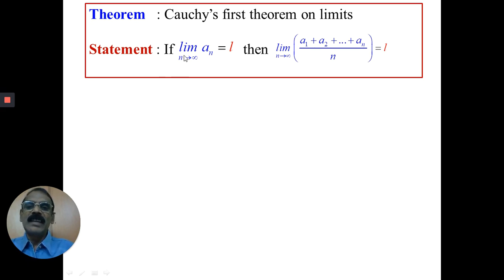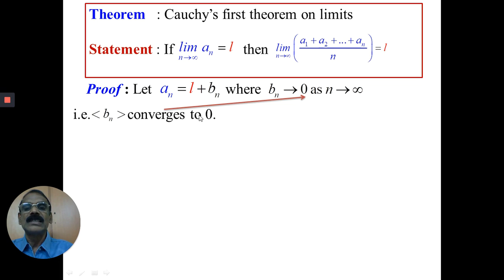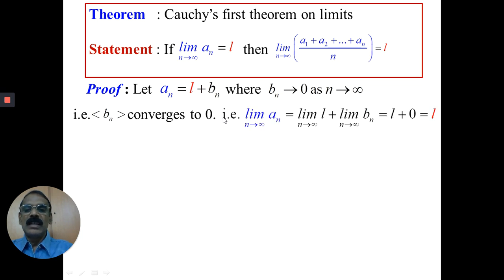Now, the statement says the limit of a_n as n tends to infinity is L. That is, the sequence a_n converges to L. Then we have to prove that limit of (a1 plus a2 plus and so on a_n) by n as n tends to infinity is L. First, we assume that a_n is equal to L plus b_n, where b_n tends to 0 as n tends to infinity. That is, b_n converges to 0. Just now we learned the definition of converges to 0, that is null sequence. We say a sequence is said to be a null sequence if it converges to 0. Therefore, here the sequence b_n is a null sequence.